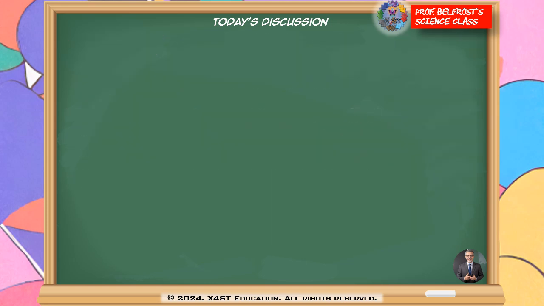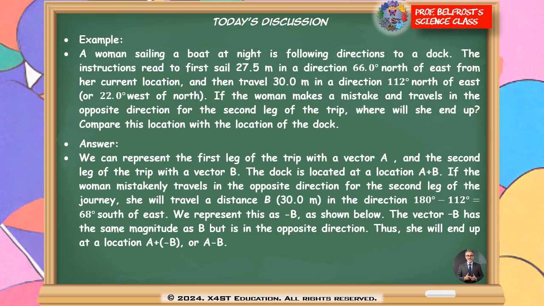So let's take an example for you to understand this more clearly. Say you have a woman sailing a boat at night in the following direction. First she sails 27.5 meters in the direction of 66 degrees north of east, then travels 30 meters in the direction of 112 degrees north of east, or 32 degrees west of north. If the woman makes a mistake and travels in the opposite direction for the second leg of the trip, where will she end up? And compare this location to the location of the duck.